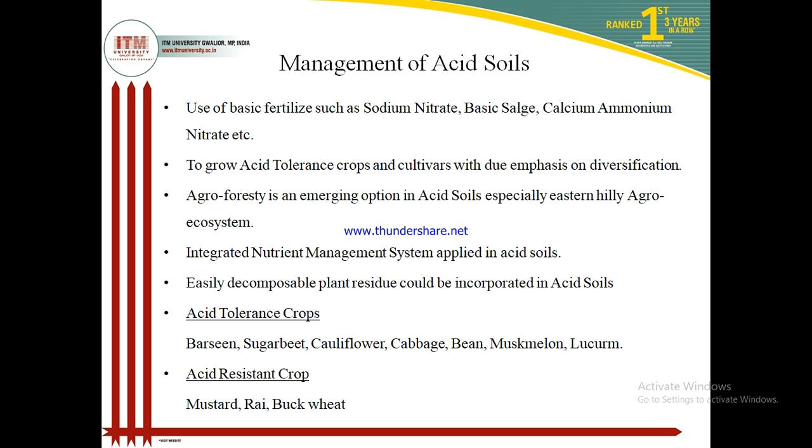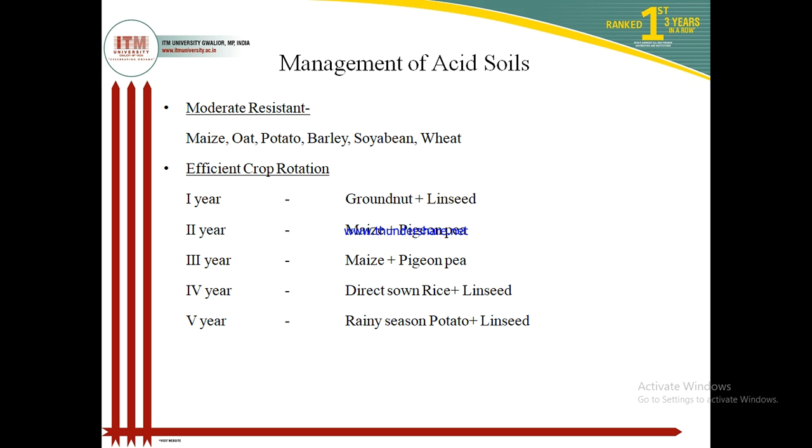Some acid tolerant crops that can be grown are berseem, sugar beet, cauliflower, cabbage, bean, muskmelon, and lucerne. Acid resistant crops are mustard, rye, and buckwheat. For moderately resistant soils, maize, oat, potato, barley, soybean, and wheat can be grown.